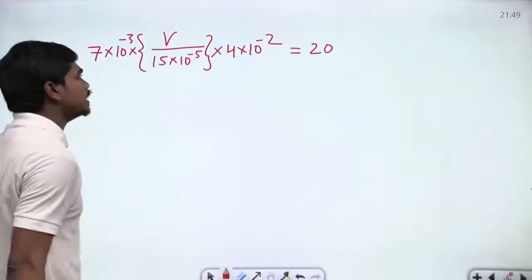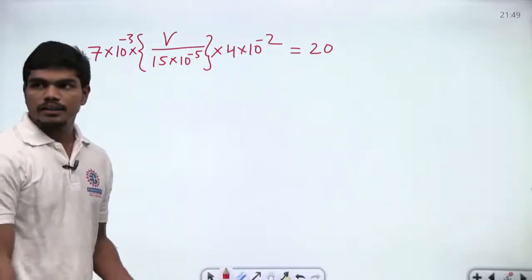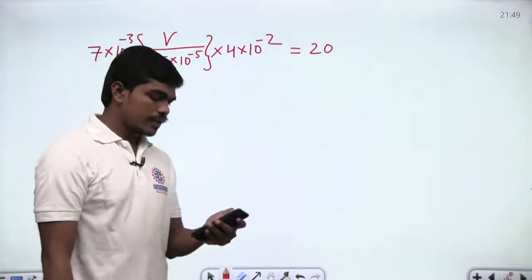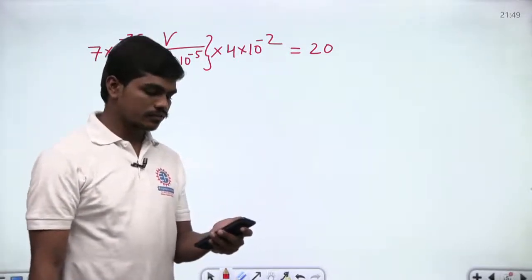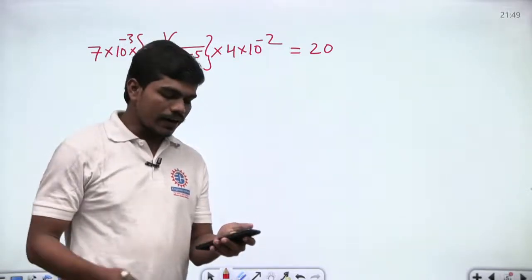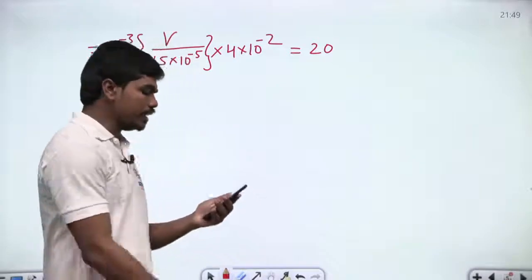So from this equation, can we find V? Yes or no? Please respond. Can we find V from this equation? So please tell me how we can find it.